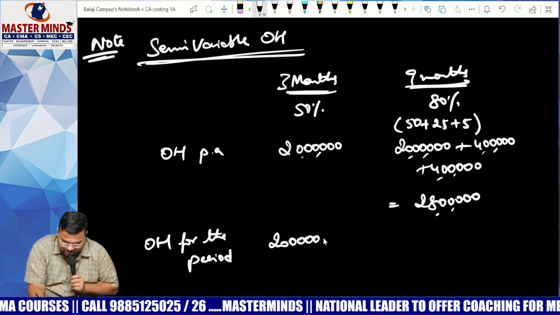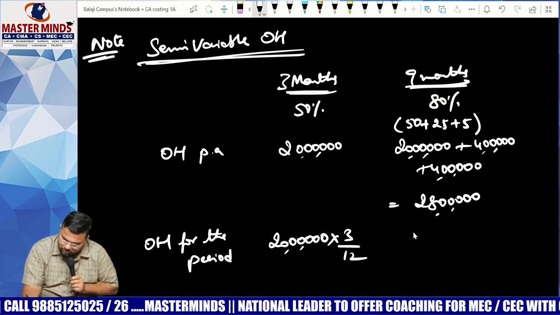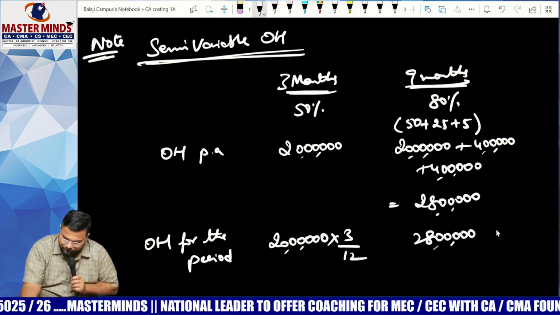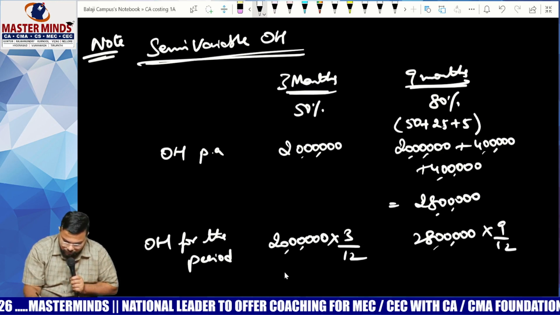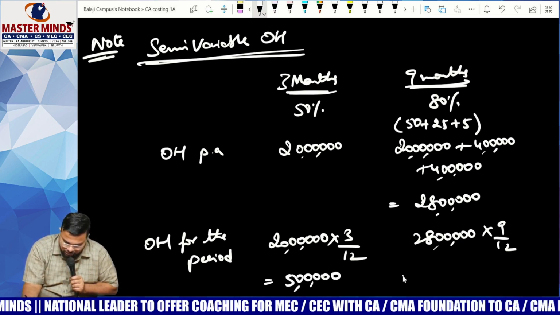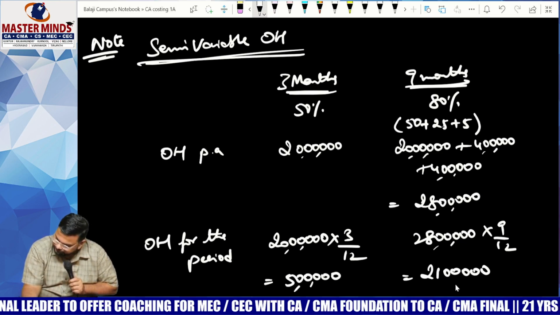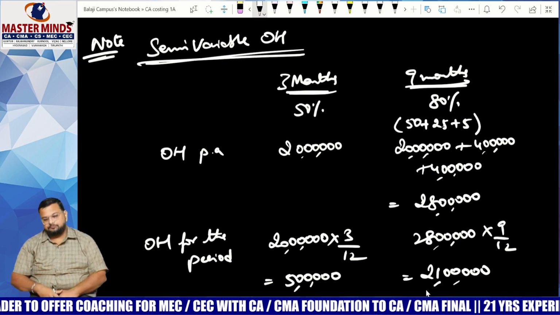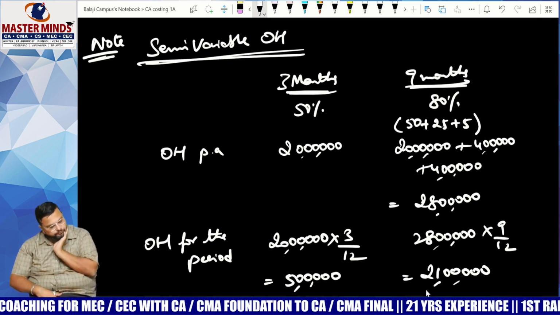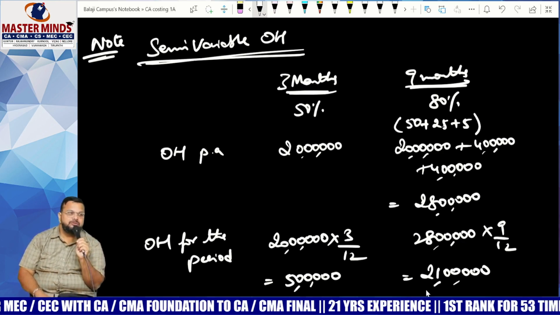20 lakhs into 3 by 12. On this side, 28 lakhs into 9 by 12. So it will be 5 lakhs. And for 9 months, how much? 21 lakhs. So with this, we have completed unit costing.